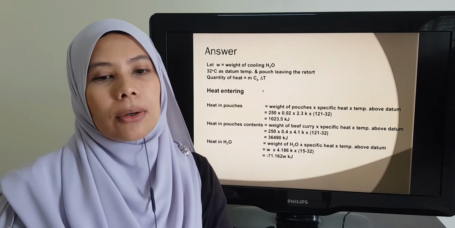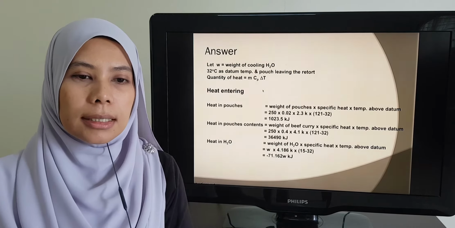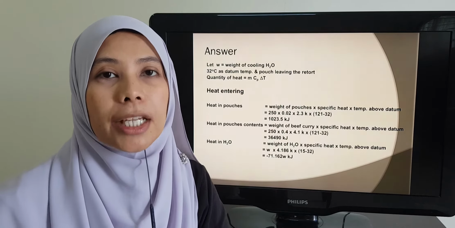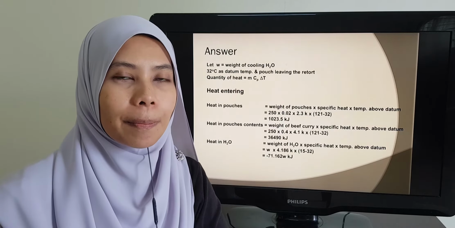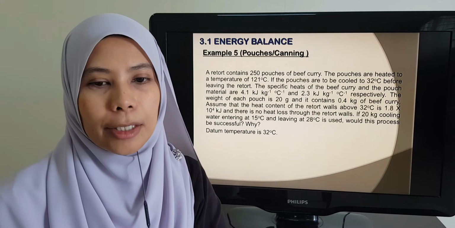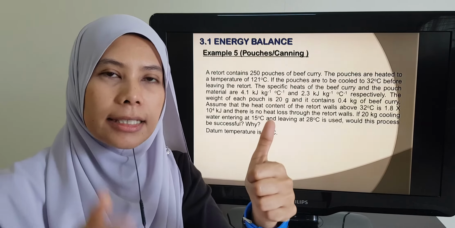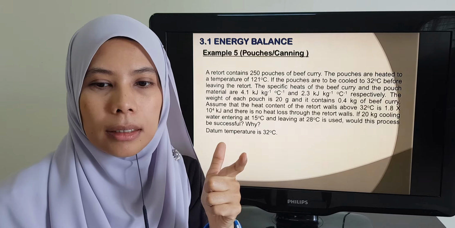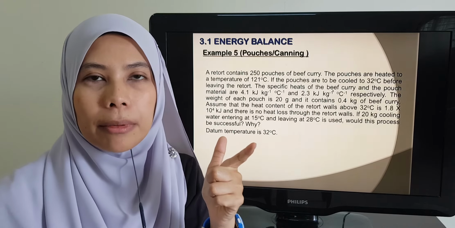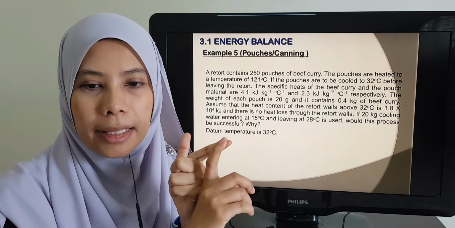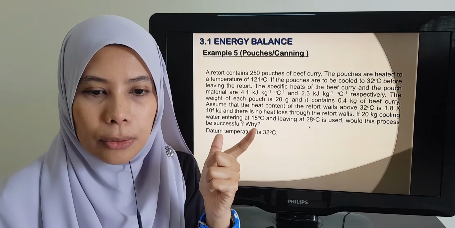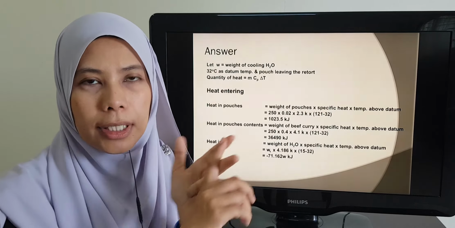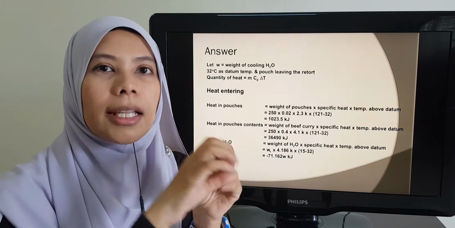Alright, so now let's calculate the amount of heat required for every item. Every item, we have pouch. Inside the pouch, we have beef curry, not meat. And then, what else? We have steam. We have water. Three things that are entering into the system.